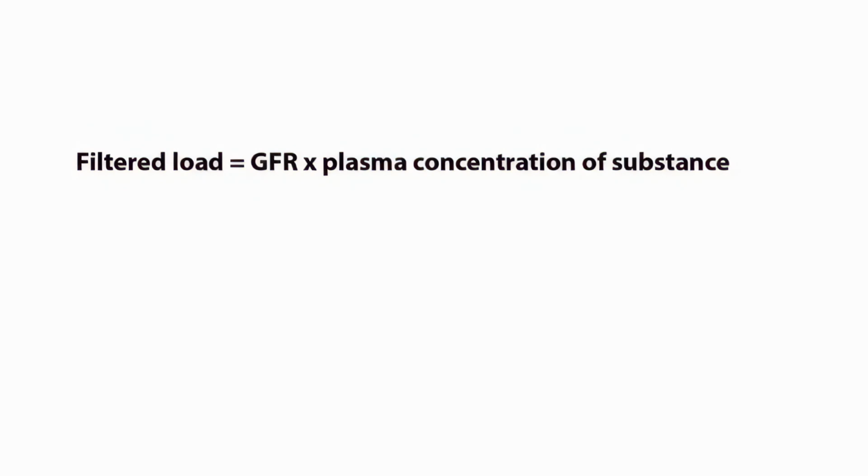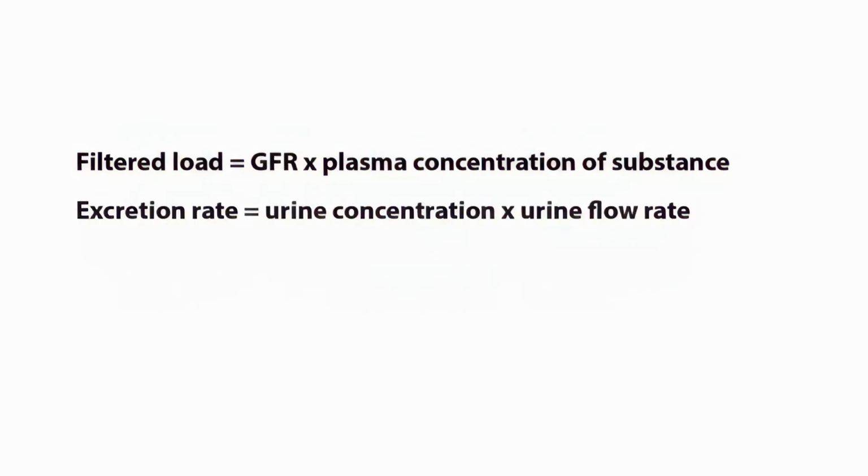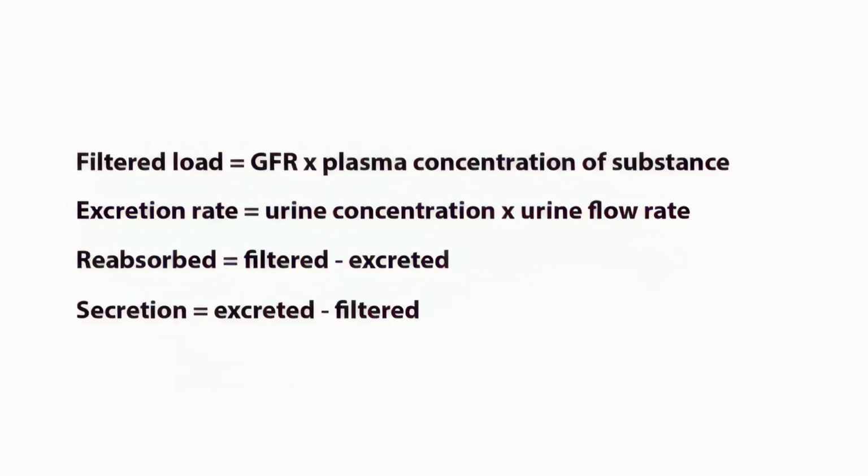If you're looking for the filtered load of a substance, it's the GFR times the plasma concentration of that substance. We talked earlier about the excretion rate. It's the top of the clearance equation. It's U times V, urine concentration of that substance times the urine flow rate. And so what's reabsorbed is everything that's filtered minus everything that's excreted, because the only thing you'd have left would be the things that would be reabsorbed. And then secretion is everything that's excreted minus everything that's filtered.